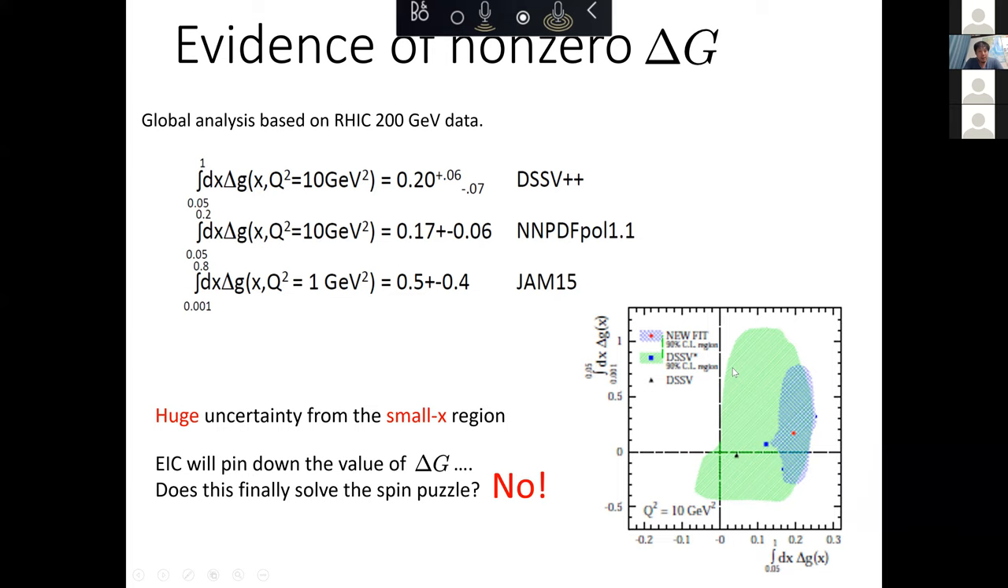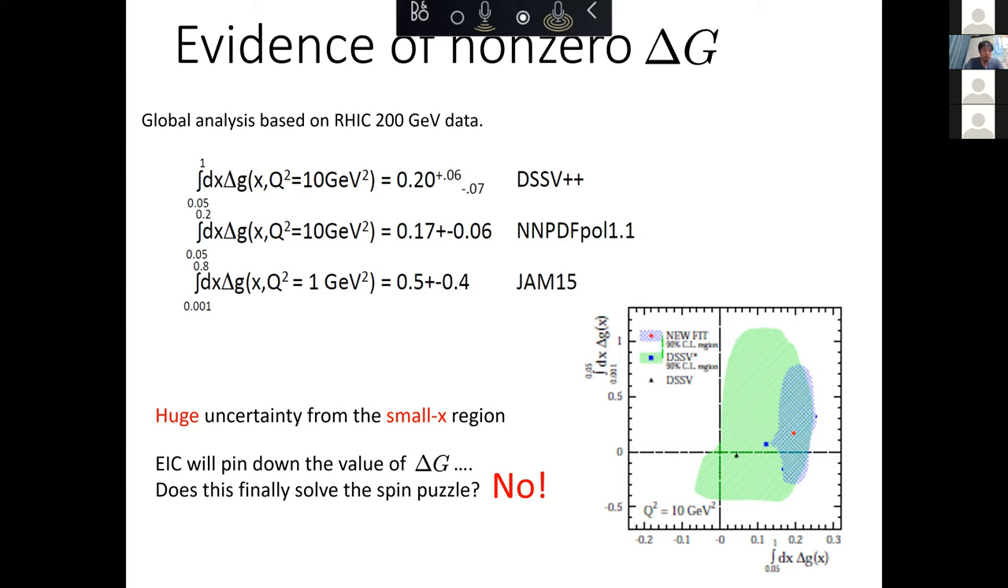And you can see this uncertainty is big, actually 1, basically. We are talking about the decomposition of 1/2, but the uncertainty is 1. So basically, we don't know the value of delta G. And that's why we need an electron-ion collider, because one can go to the even smaller x region at the EIC and pin down this contribution. So probably the EIC will be able to pin down the value of delta G, the gluon helicity contribution.